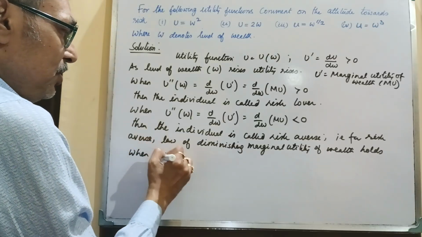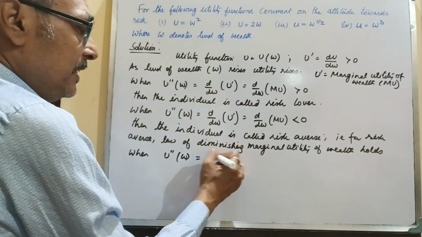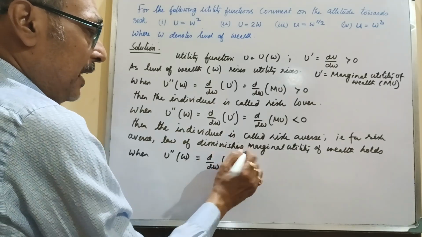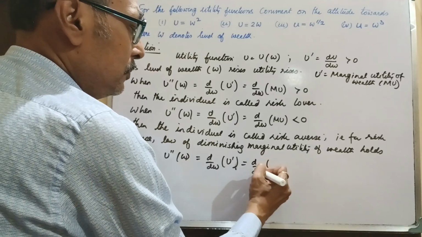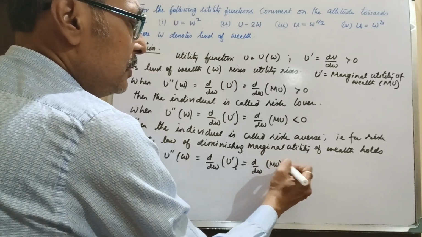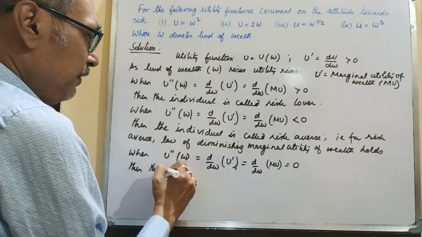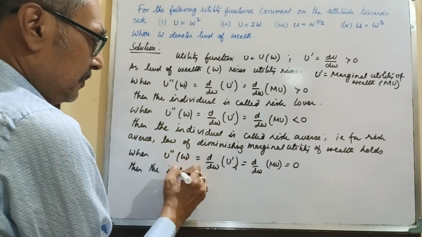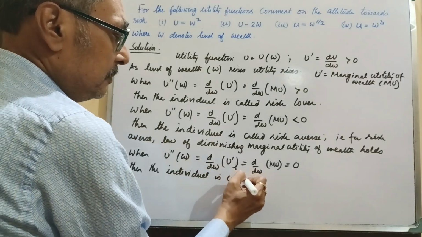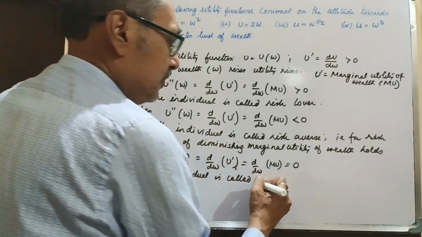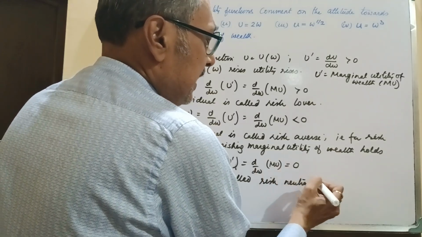When u double prime, that is d/dw of u prime, equals d/dw of MU equals 0, then the individual is called risk neutral.